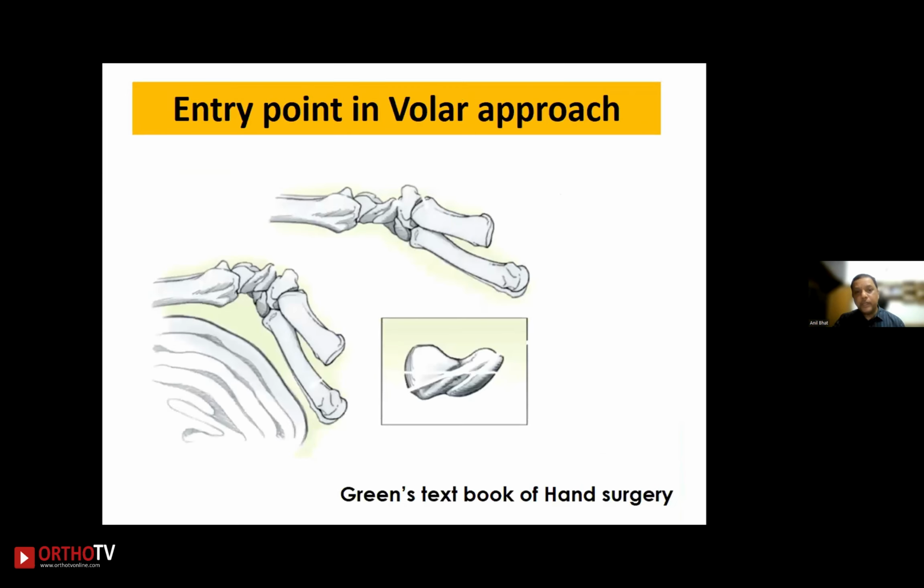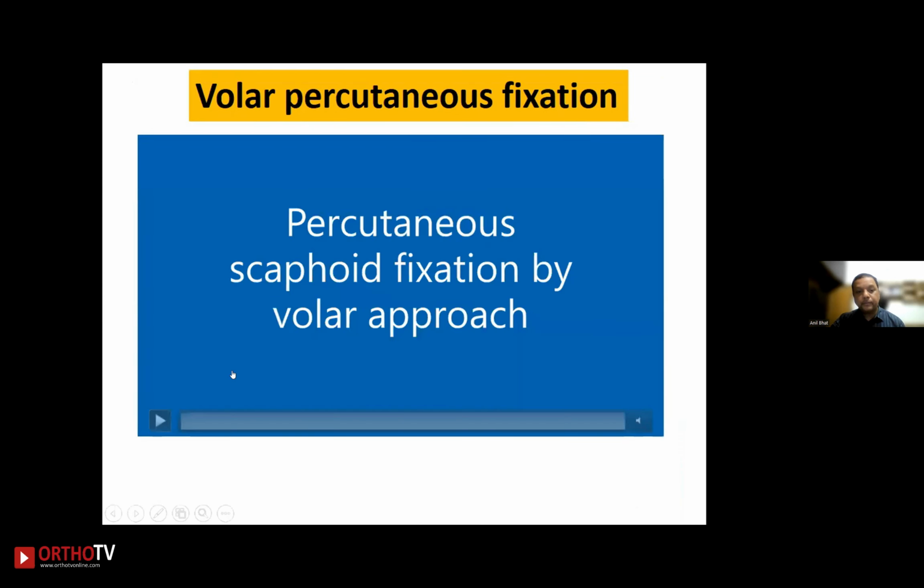And the entry, generally, volar approach is used. Very difficult to get the central axis of the scaphoid, especially with the trapezium being there. So you'll have to dorsiflex this completely so that you get access to the scaphoid as much as possible. And difficult to get a central axis from the volar approach here.